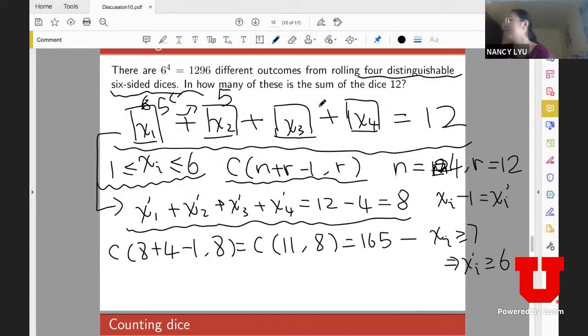But yeah, let me think. Yeah, I think right here it says only for distinguishable 6-sided dice. This part is kind of misleading. Let's just ignore this. We just have 4 6-sided dice, and they're the same. Yeah, sorry about that. And we can have repeats. Does that answer your question? Yeah, that sounds good.